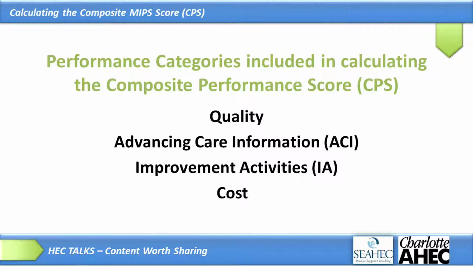The Composite Performance Score is based on 4 performance categories: quality, advancing care information, known by the acronym ACI and renamed for meaningful use, improvement activities, known by the acronym IA, and cost. These categories have been defined earlier in the HEC Talk series.